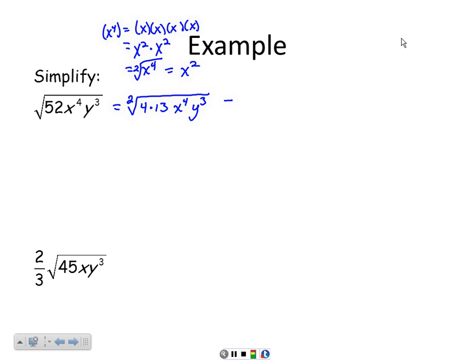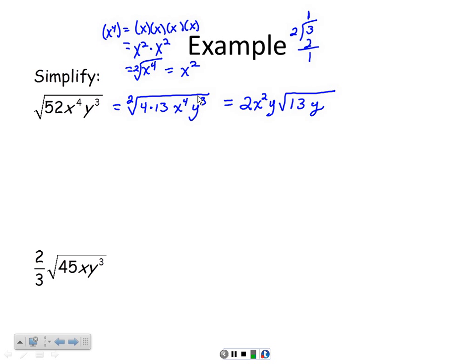So what I like to do when I take the square root of variables is I just like to divide the powers by the index. So the square root of 4 here, the square root of 4 is 2, so it's going to come out. And then the square root of x to the 4th, this one, I can divide 4 by 2 evenly and get 2, so I'm going to have x squared. And then when I divide y to the 3rd by 2, so in other words, if I do 3 divided by 2, 2 will go into 3 one time, so that means I bring 1 y out, but I'm going to have 1 left over underneath. So underneath I'm going to have 13y.